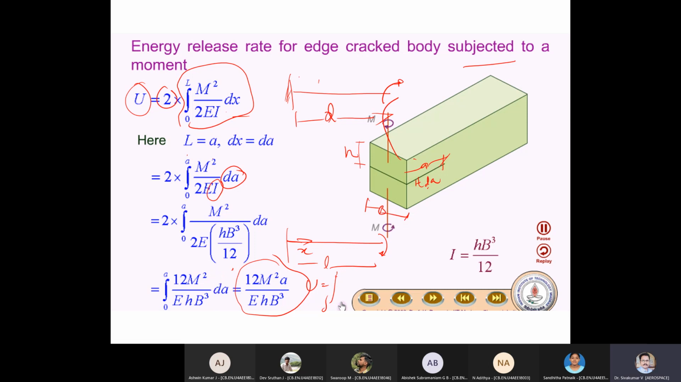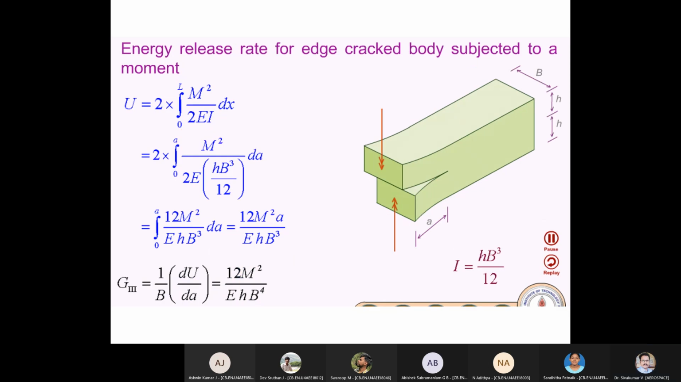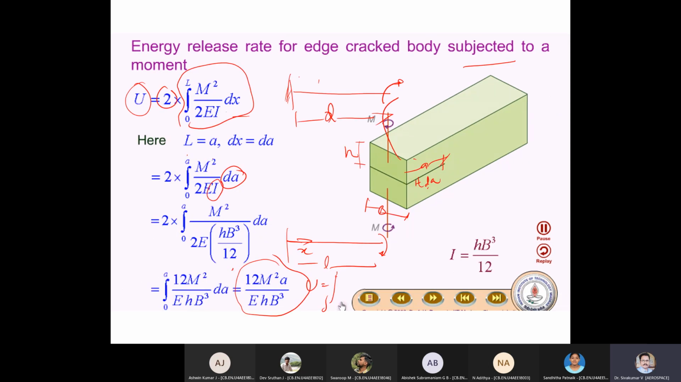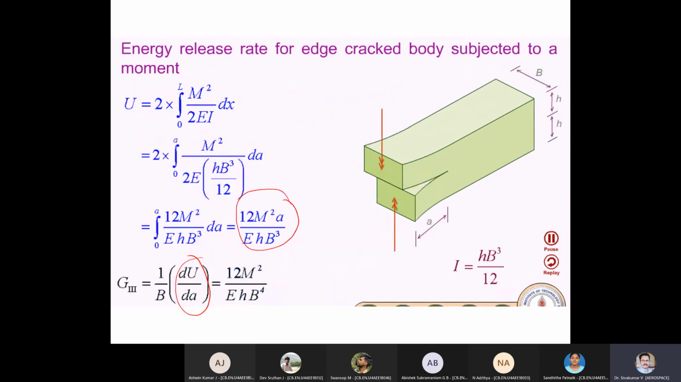But what is strain energy release rate, or energy release rate? Energy release rate is nothing but dU by dA. This is what we got in the previous slide, 12 M square A by E b h cubed. So dU by dA: just do that, and the A will get cancelled. So 12 M square by E b h cubed. What is that? G3. G3 means the energy release rate in the tearing mode, that is mode 3. This is one example to understand.